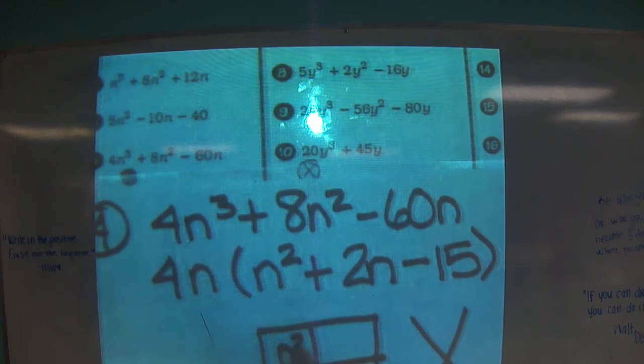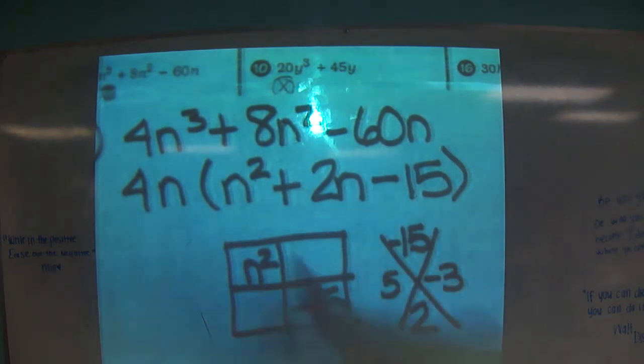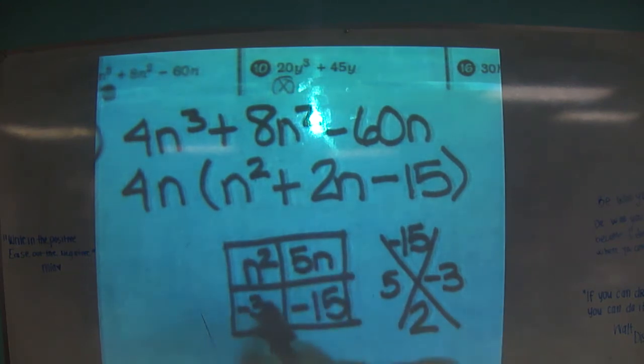So this is 1n squared, this is negative 15, this is 2. Negative 15 times 1 is negative 15. So what multiplies to be negative 15 and adds to be 2? 5 times negative 3. Perfect. So we get 5n and negative 3n.